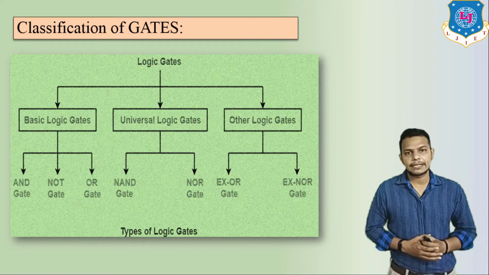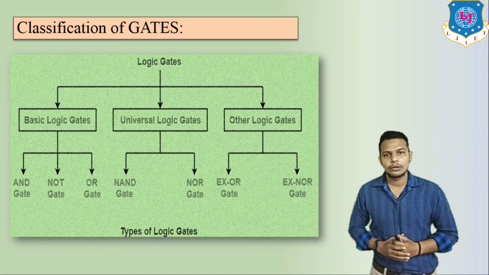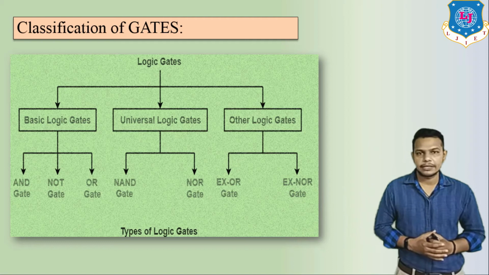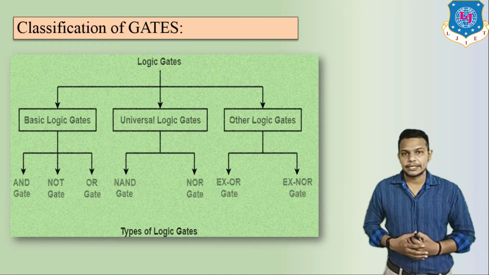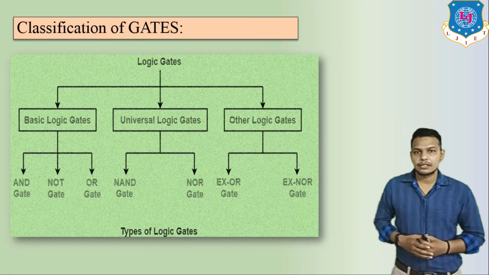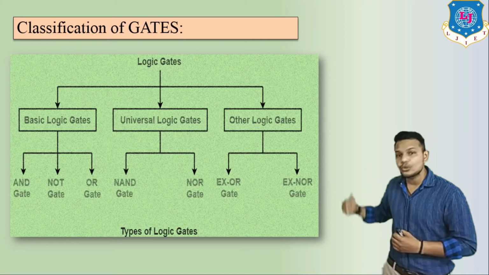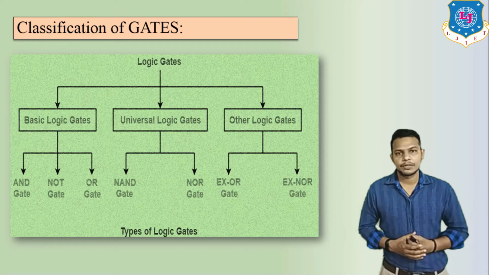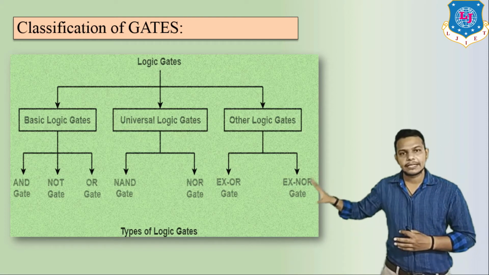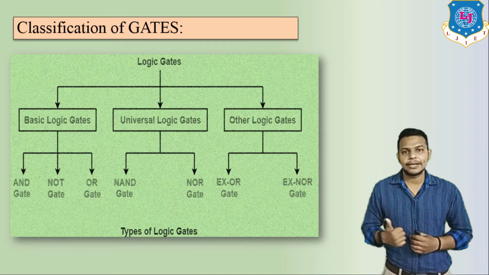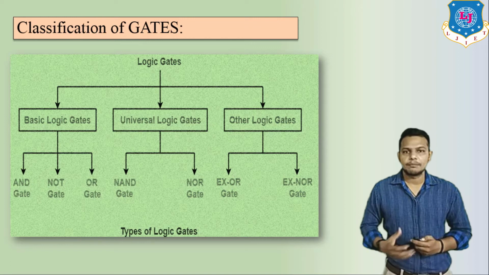Second is universal gates. It is divided into two parts, NAND and NOR. So NAND and NOR are universal gates. And last is other gates, or special gates, or derived gates, which are XOR and XNOR, known as exclusive OR and exclusive NOR. In this lecture we are going to discuss only these gates' operation, their Boolean expression along with their truth table. So let us start with basic gates.